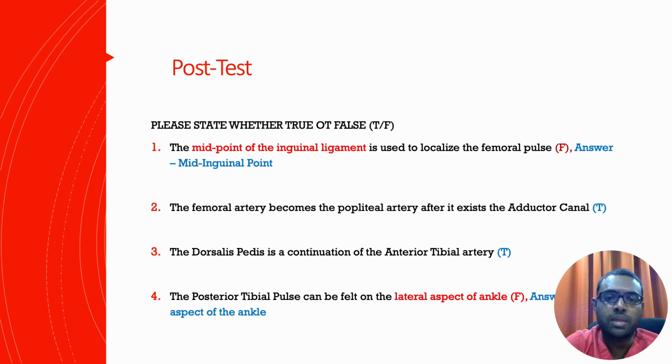So we now go to a post-test where we see the first statement, the midpoint of the inguinal ligament is used to localize the femoral pulse, is false, as the correct answer is it is the mid-inguinal point that is used to localize the femoral pulse. The second statement is in fact correct, as the femoral artery becomes the popliteal artery after it exits the adductor canal. The third statement is also correct, where the dorsalis pedis is a continuation of the anterior tibial artery. However, the fourth statement, the posterior tibial pulse can be felt on the lateral aspect of the ankle, is false, as we have seen, the posterior tibial pulse is felt on the medial aspect of the ankle.